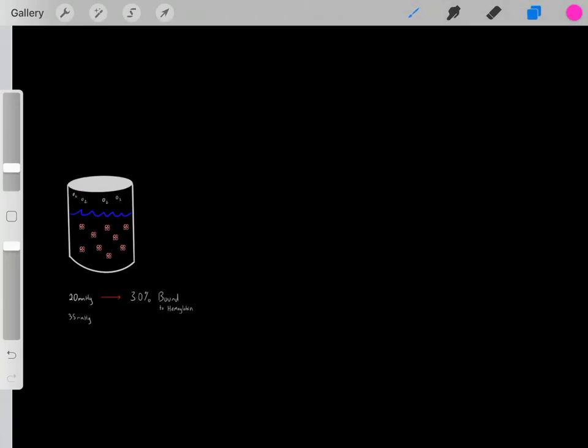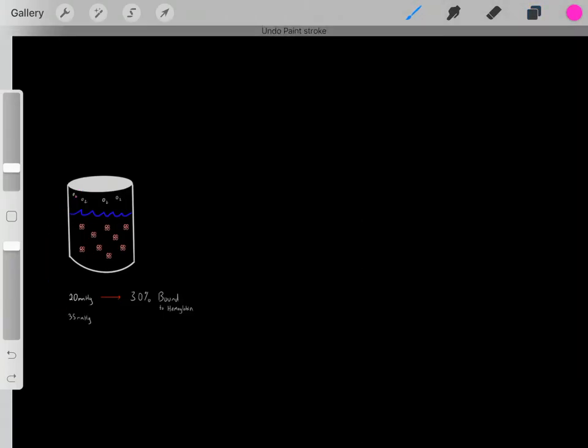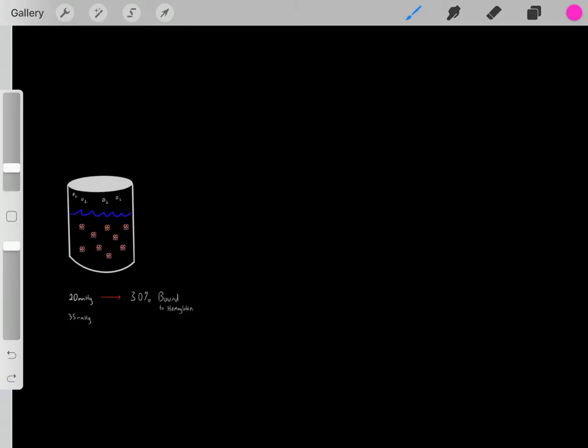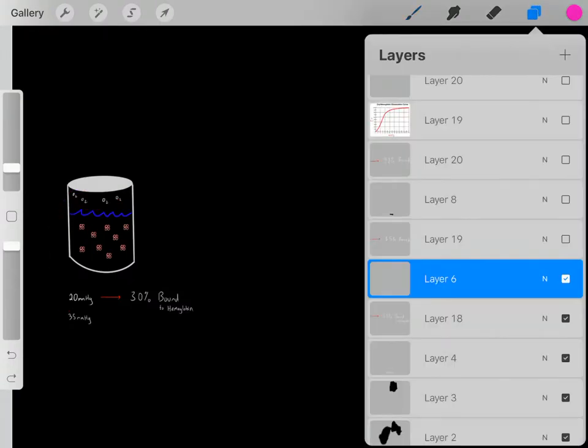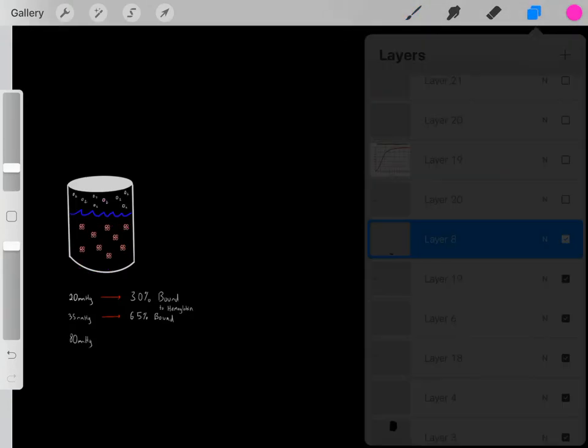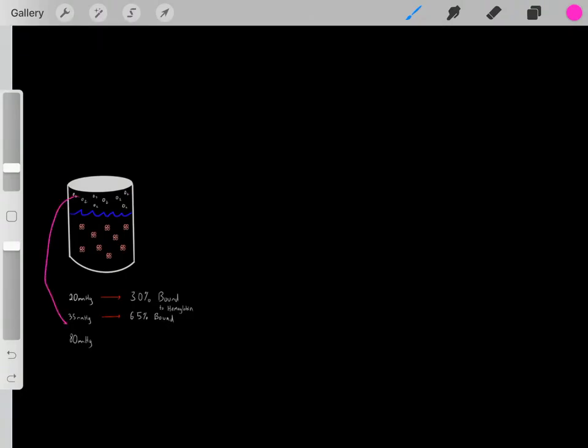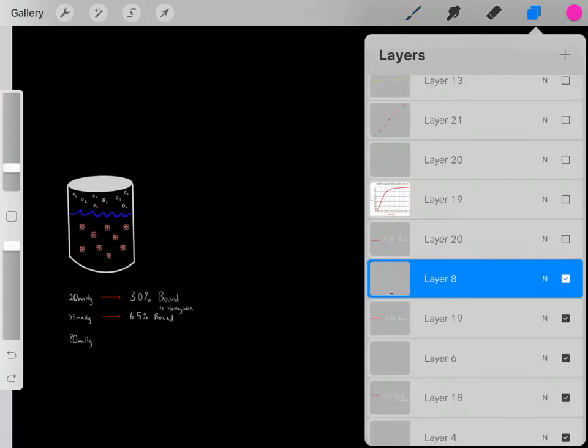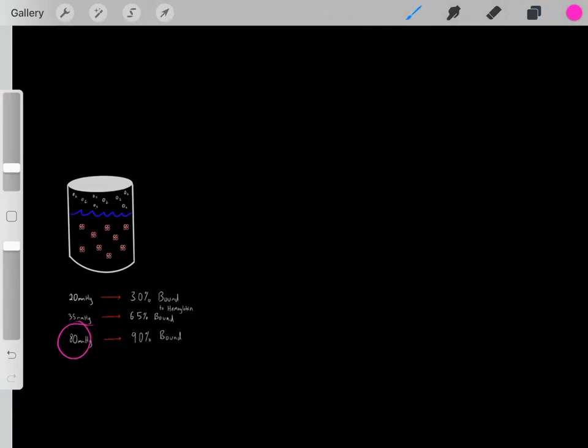Now let's say we have a partial pressure of oxygen of 35 millimeters of mercury. What's going to happen? We know that oxygen is going to dissolve and it's going to bind hemoglobin molecules. So maybe at 35 millimeters of mercury partial pressure, maybe 65% of the hemoglobin is bound to oxygen. And now let's do another example. Let's say we increase the partial pressure of oxygen to 80 millimeters of mercury. What's going to happen? We know that oxygen is going to dissolve and it's going to bind hemoglobin molecules. So maybe at 80 millimeters of mercury, maybe 90% of the hemoglobin binds oxygen.